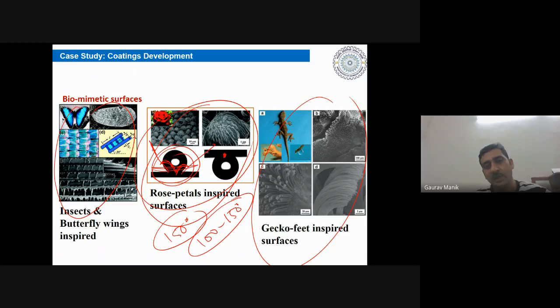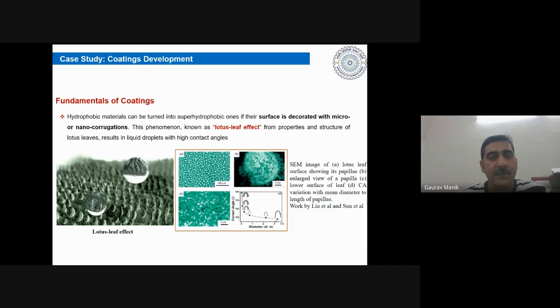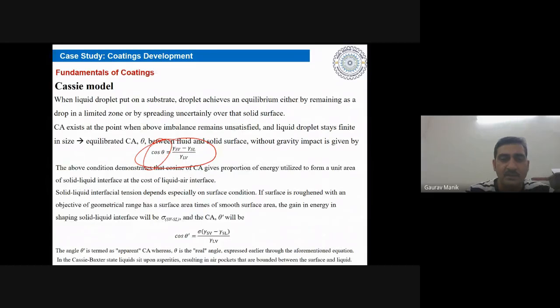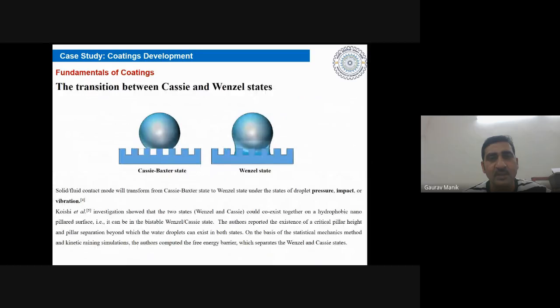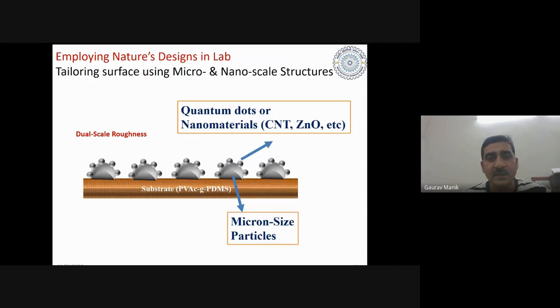Now, people are trying to target durable superhydrophobic coatings, and this is what we have tried using molecular simulations. So these are some of the equations that you tend to use. I'm not going to go into details. Some Wenzel model, Cassie model, and then the transition between Cassie and Wenzel states. But let me just talk about the structure.